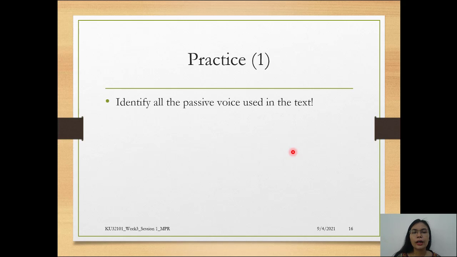Alright, so now we come to the practice. The first practice that I want you to do is to go back again to the reading we had, which discusses computer application in police headquarters, and identify all the passive voice used in the text. Make sure that you list it down, and then you can share it during the practicum session.